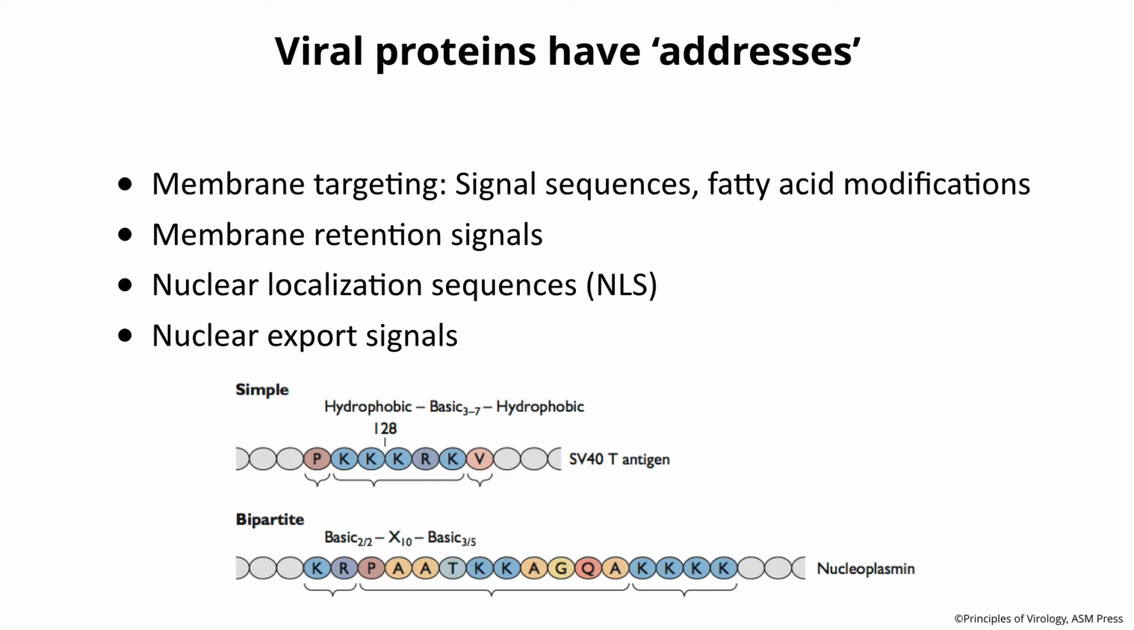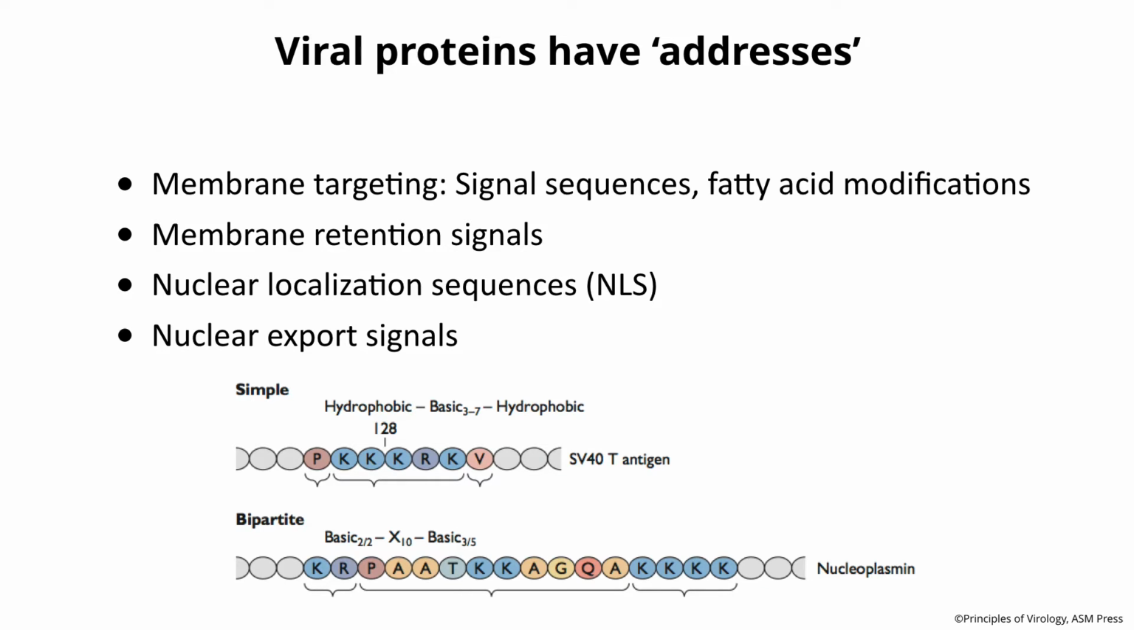Now, to get viral proteins where you need them to be for assembly, they have addresses. And if you've taken biology, you know about such addresses to target them to different sites. For example, if you want to target proteins to membranes, you can have a signal sequence to initially put it through the membrane of the ER. You can have fatty acid modifications that target it to other membranes, and we'll see some examples of this today. There are membrane retention signals that keep proteins in the ER.